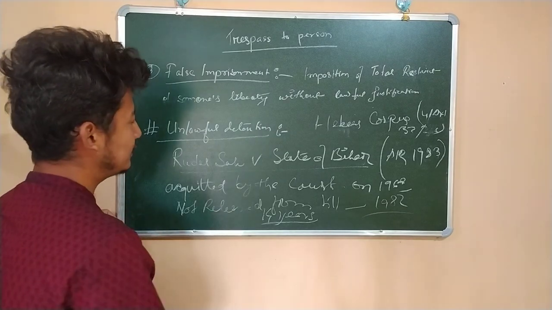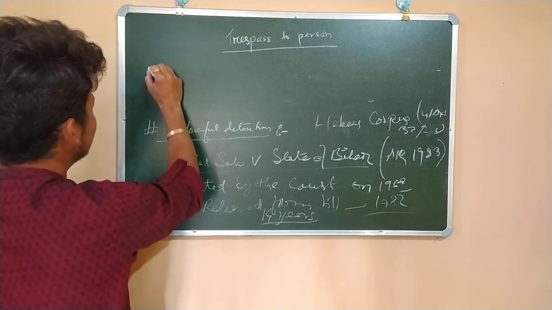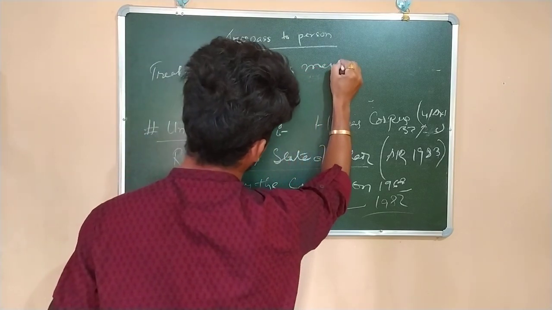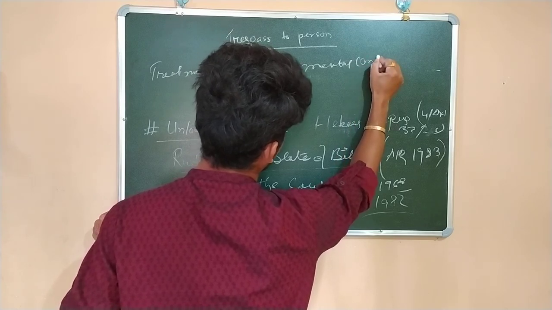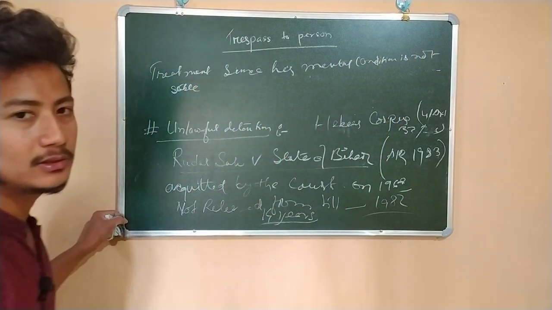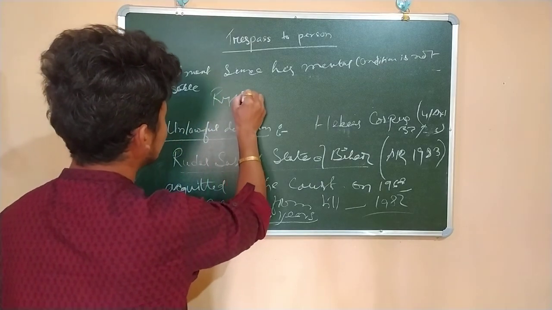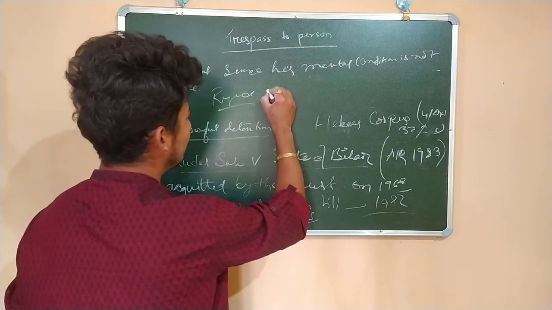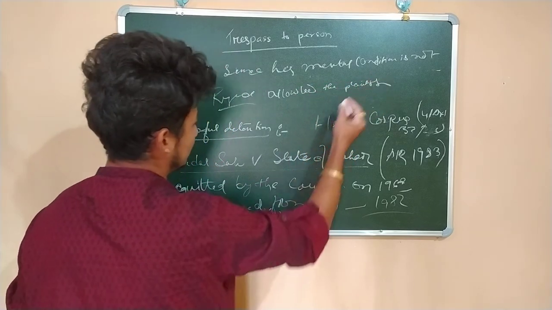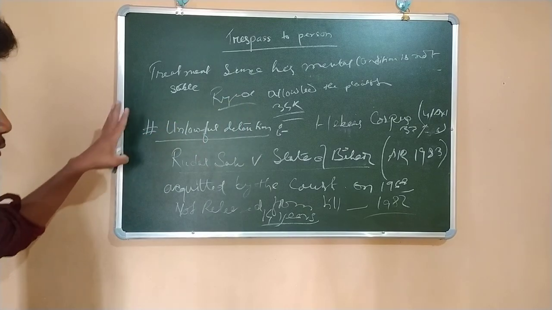And what happened? The contention of the defendant was that he was kept in the jail for treatment, since his mental condition was not stable. But the court rejected the contention of the defendant and allowed the petitioner 35,000 rupees compensation. So that is the unlawful detention.